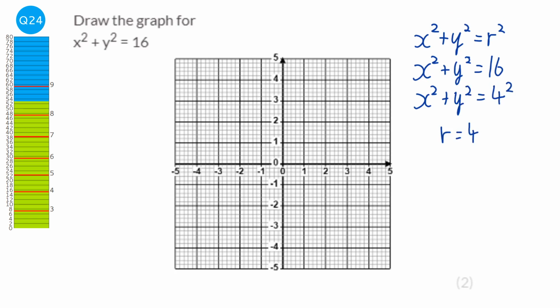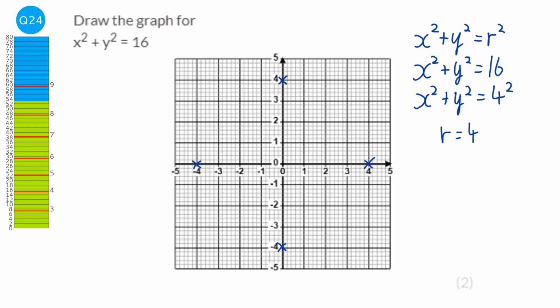Now this equation, x squared plus y squared equals r squared, gives a circle with the centre at 0, 0, at the origin. So the radius will be 4, so the circle will go all the way up here, all the way across here, all the way down here, and all the way across here. I am really bad at drawing circles, so I would recommend you use a compass and measure out 4 and join these up.